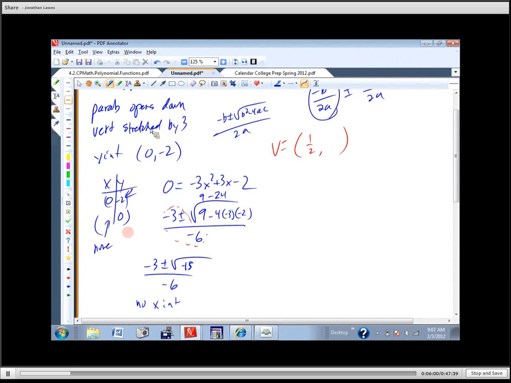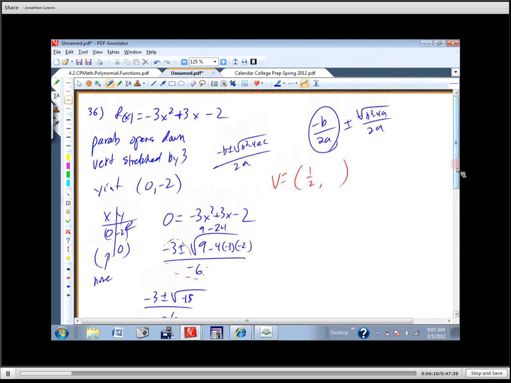So we know it opens down. We know it crosses the y-axis at (0, negative 2). We know the x-coordinate of the vertex. How do we find the y-coordinate of the vertex? Plug it in. We're going to take 1/2 and plug it in right here. So this is going to be a bit of a mess, but we can do it. So we're finding f of 1/2. That's going to be negative 3 times 1/2 squared plus 3 times 1/2 minus 2.